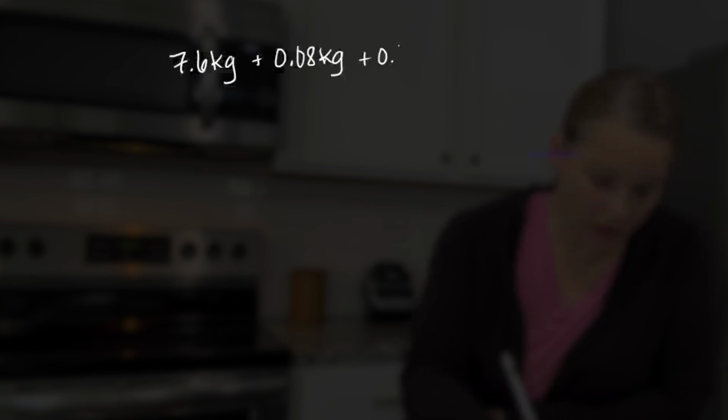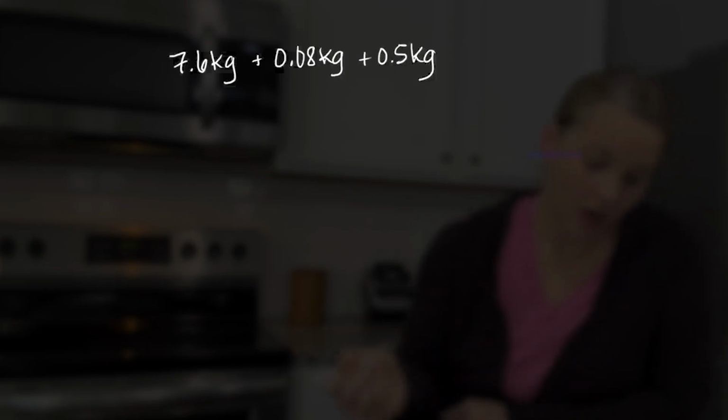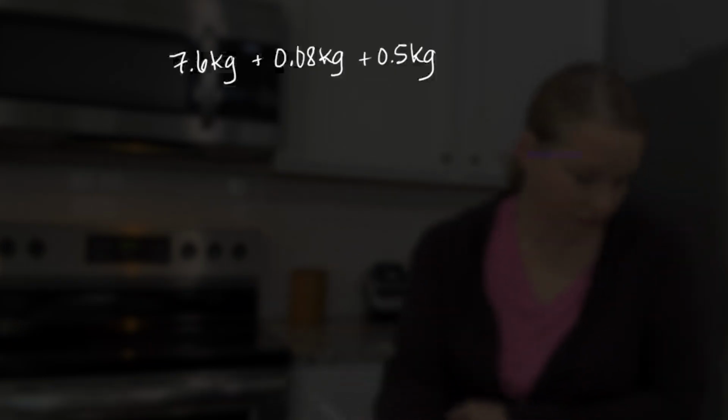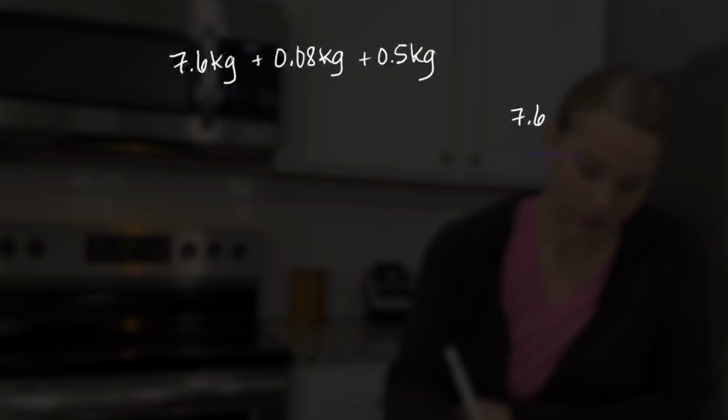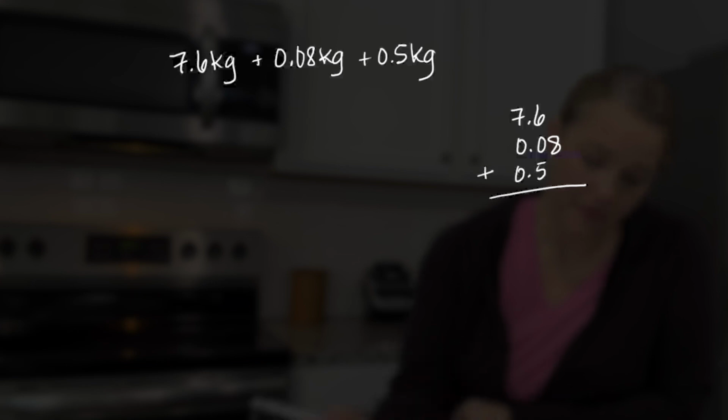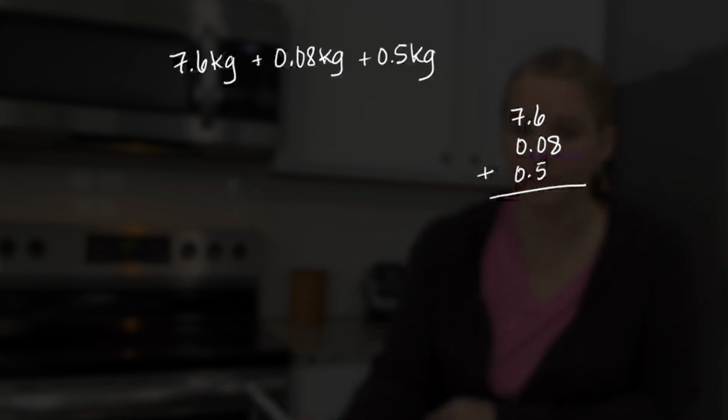7.6 kilograms plus 0.08 kilograms plus 0.5 kilograms. You tell me what I should do. First, we need to stack them so we can add them. Okay. So 7.6 staying on the top, and then the 0.08 kilograms, and then the 0.5 kilograms. Those are kilograms. And then we add like normal.